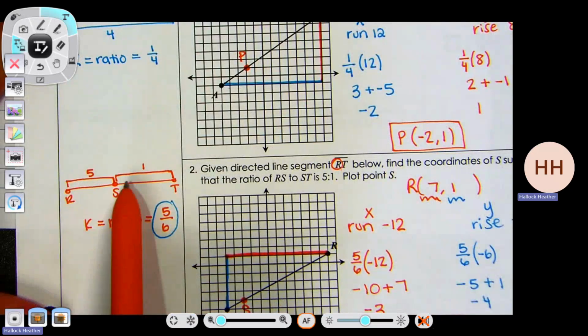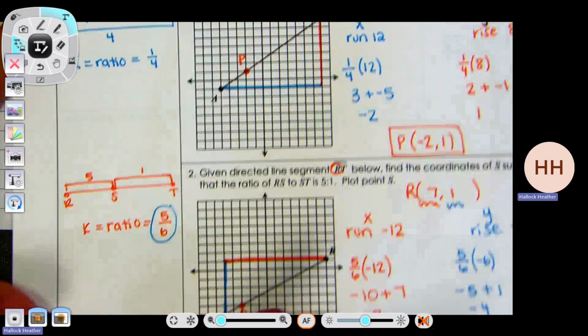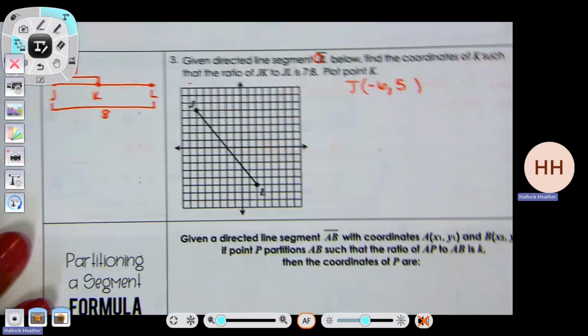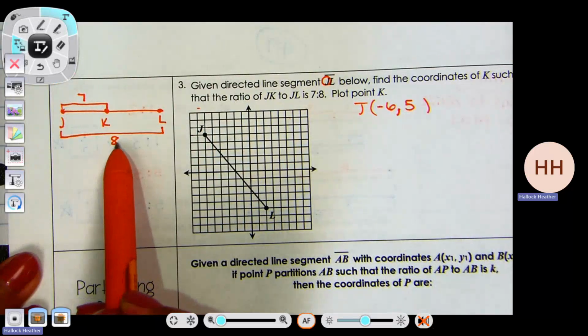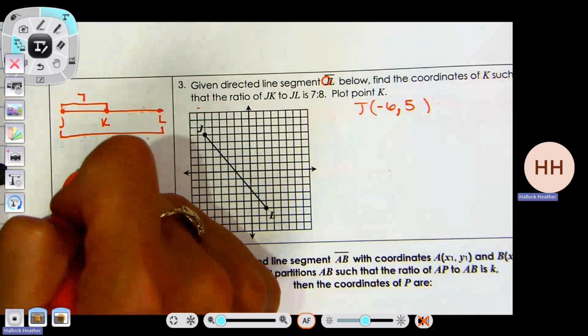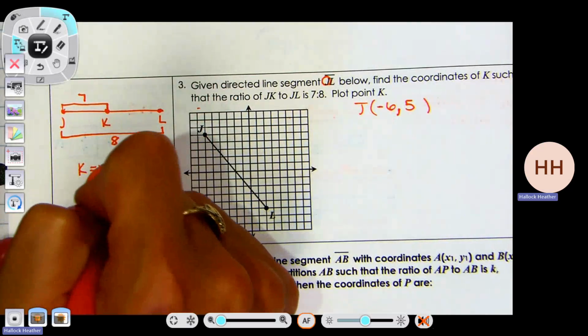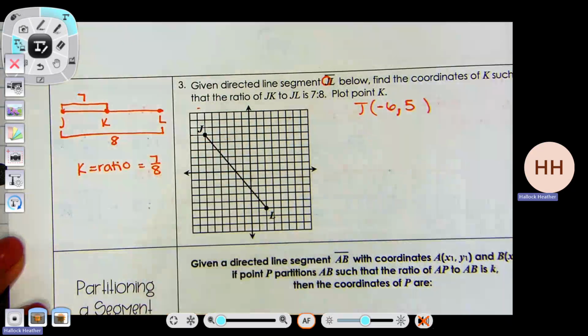It gave us piece to piece. So there was 5 and 1. I had to change it from piece, which is 5, to 6, which is the whole thing. This time, they actually made our lives easier. They gave us piece to whole. So I don't have to change it to 7/15. It's already giving me my K, which is my ratio of 7/8 of the way.